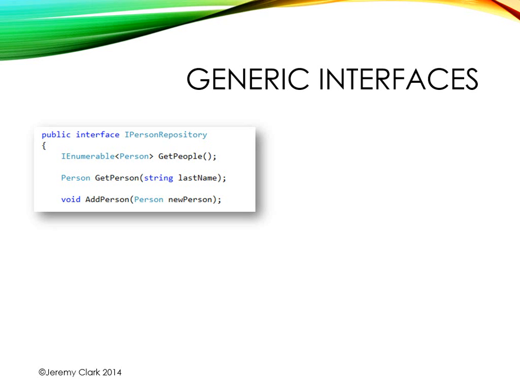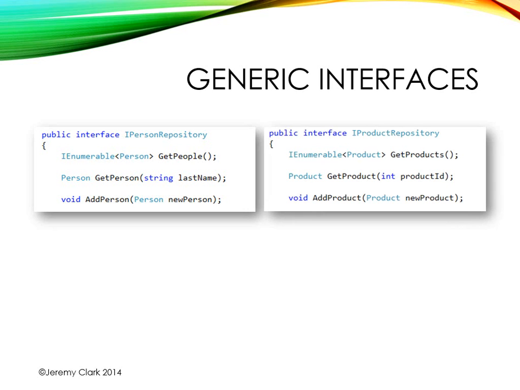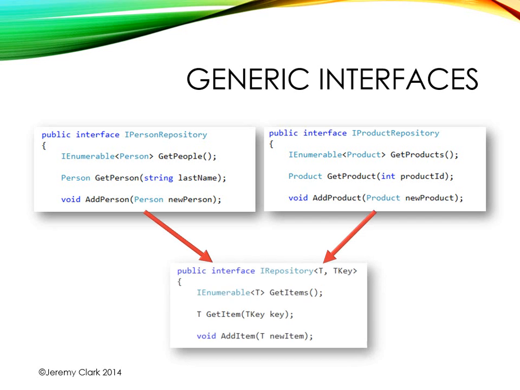Now, as you can imagine, in our applications, we probably have more than one object that we need to interact with. What if we needed a product repository as well? Well, we could create an interface for the product repository, but if we look at these, we see that these are very similar in a lot of different ways. Wouldn't it be better if we could create a single interface that would work in both of these circumstances? Well, that's exactly what generics allow us to do. We can create a single repository and put in generic type parameters for the things that are different across our objects. That way, we just have a single interface that we can reuse in a variety of situations.